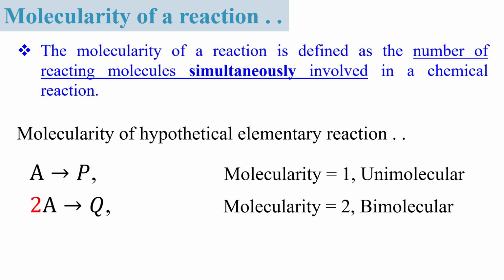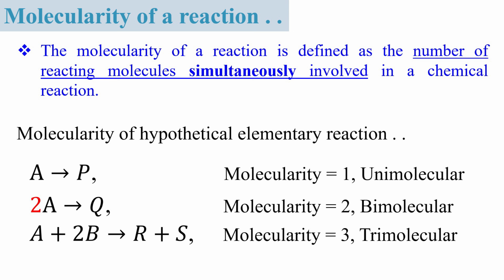Now write down the answer within 5 seconds. What will be the molecularity if A reacts with 2B to form R and S? I guess everyone wrote the correct answer. Here, the number of reacting molecules simultaneously involved is 3. So, the molecularity of the reaction is 3. The reaction is called a trimolecular reaction.